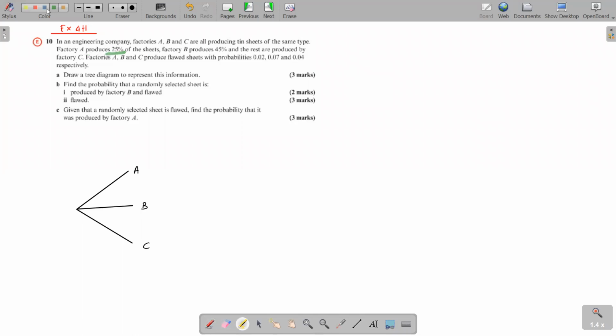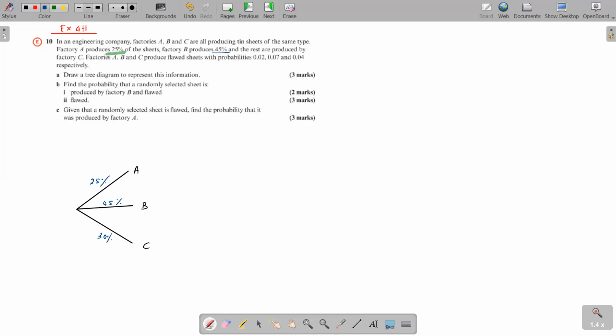So factory A produces 25%, which means factory A's producing probability is 25%, factory B's producing probability is 45%, and the remaining probability should go to C, because in a single step the total probability must add up to 1, right, guys? So 100% is 1, 100 out of 100. You have 25% here, 45% here. So what's the remaining percentage? 45, 55, 65, that's 70. So we have 30%, right? So we have 30% of the production done by factory C. Okay. So this is the first part of our tree diagram.